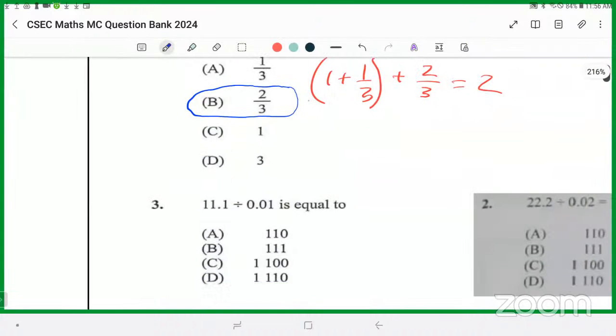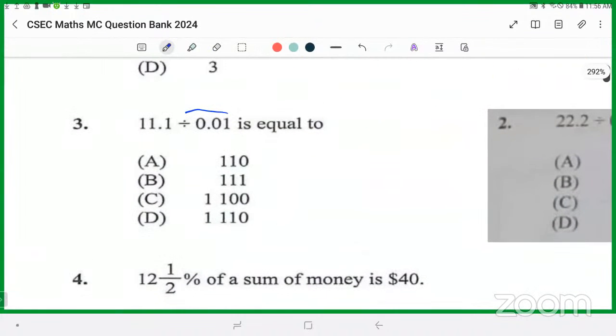All right, this one. So they give you this to divide by, right? What I would do is turn this into a fraction and then invert and multiply. So I would have 11.1 divided by, turn this into a fraction, which is 1 over 100. And then I invert and multiply. So it becomes 11.1 times 100 over 1, which is really times the 100. So you move the decimal point 2 places to the right, 1, 2. So it becomes this answer down here.